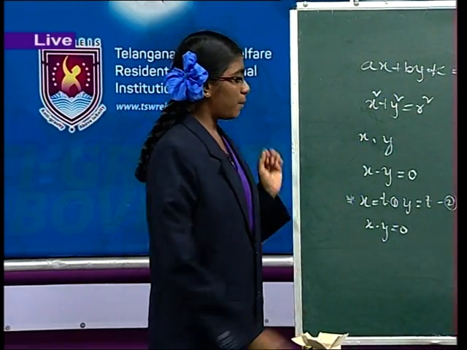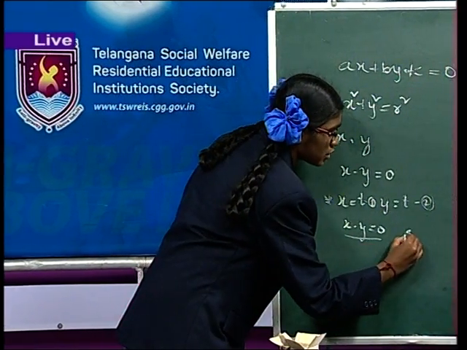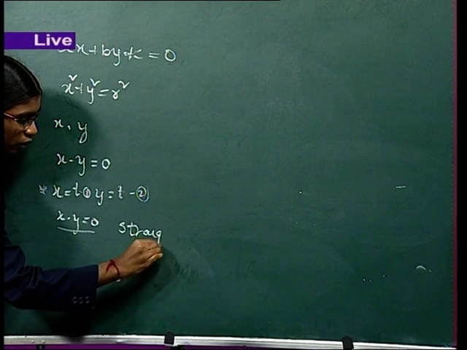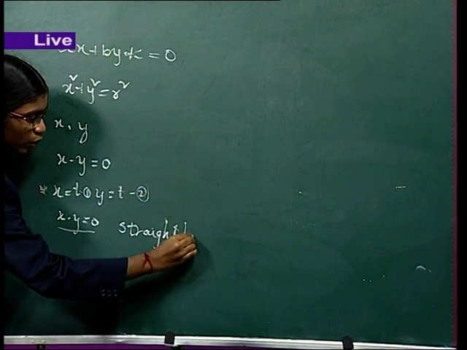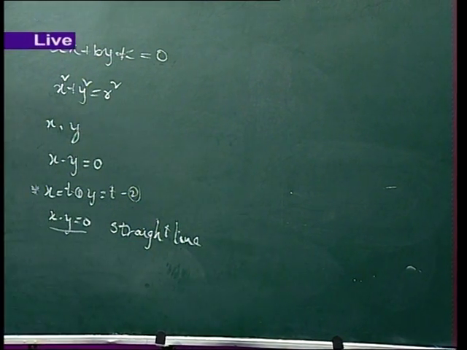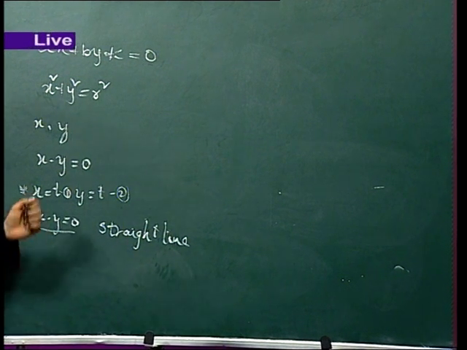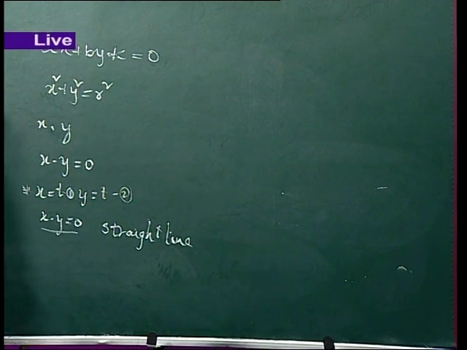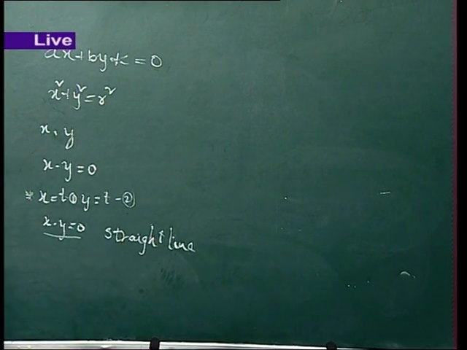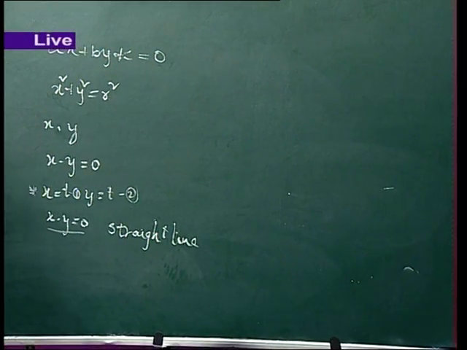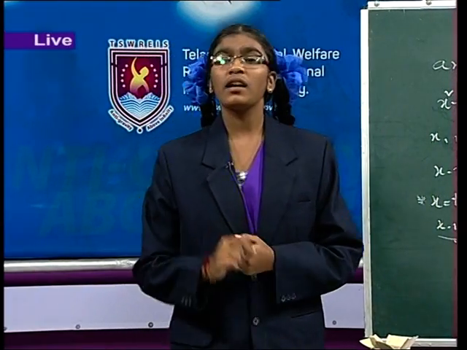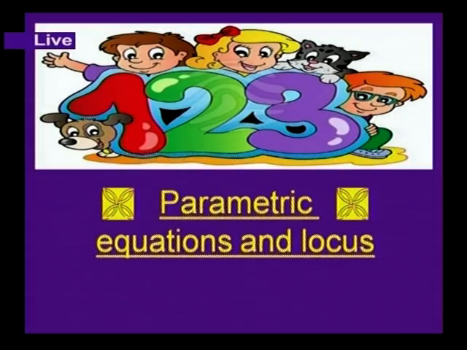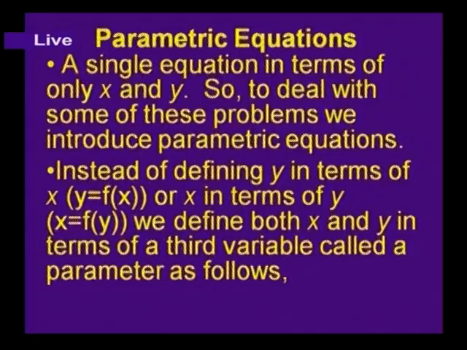Now, x minus y is equal to 0 is an equation of a straight line. The locus of this equation is a straight line. Okay friends, now we are going to learn about the topic parametric equations and locus.